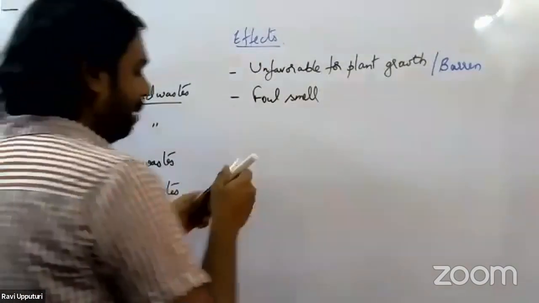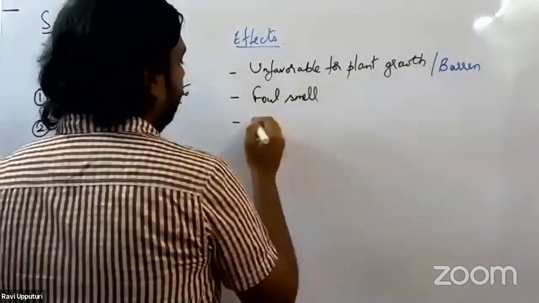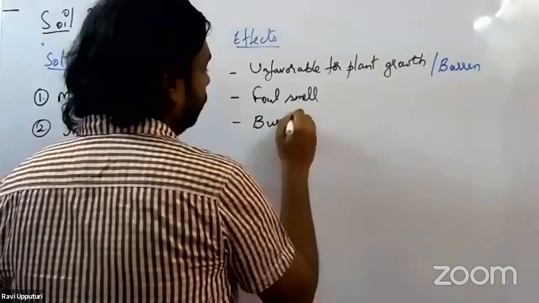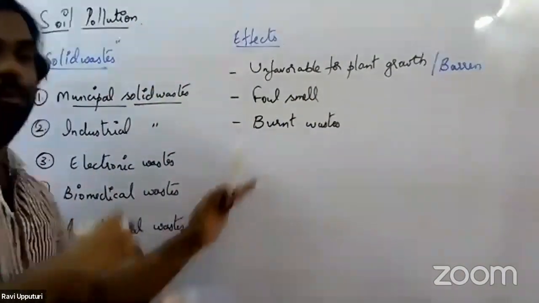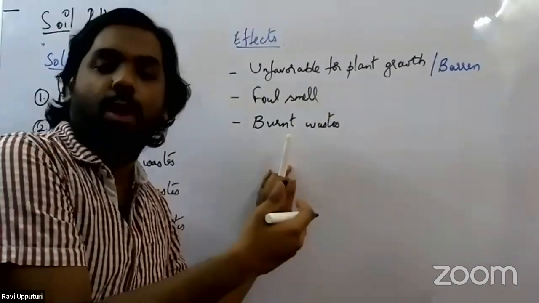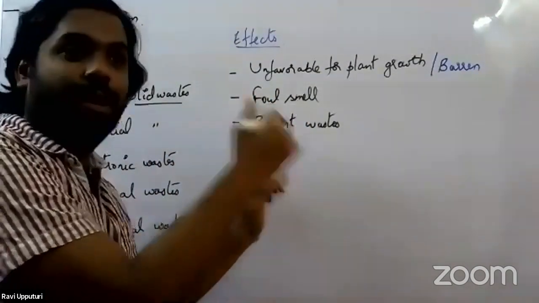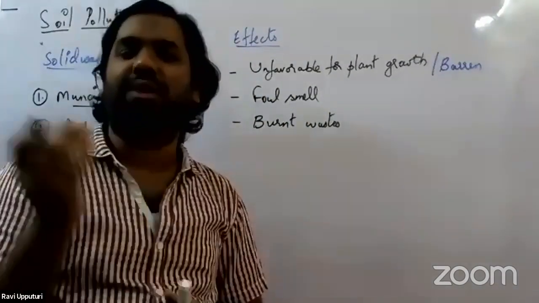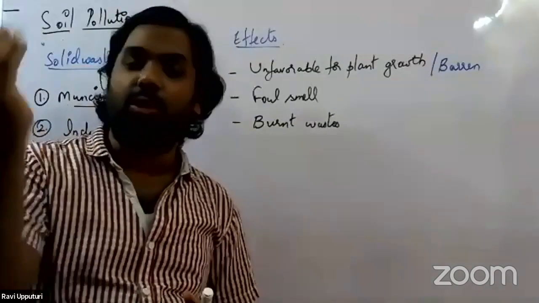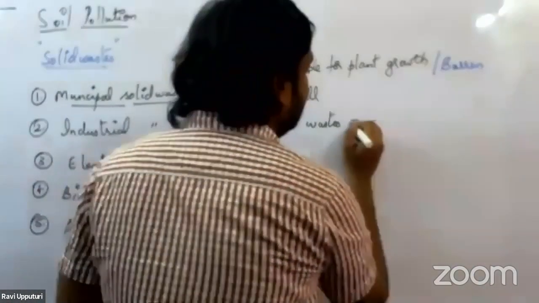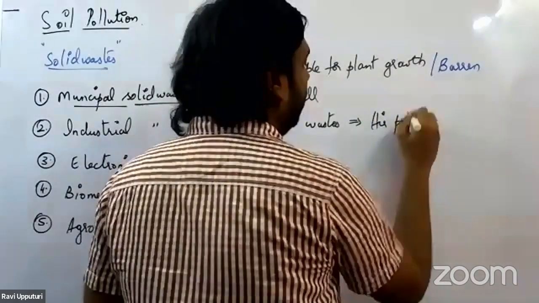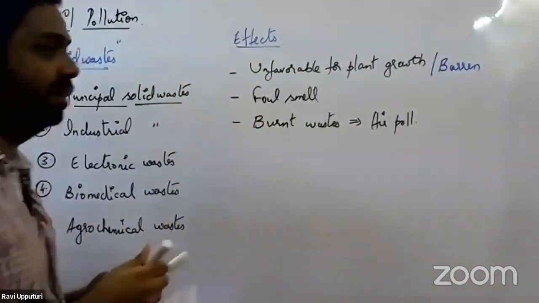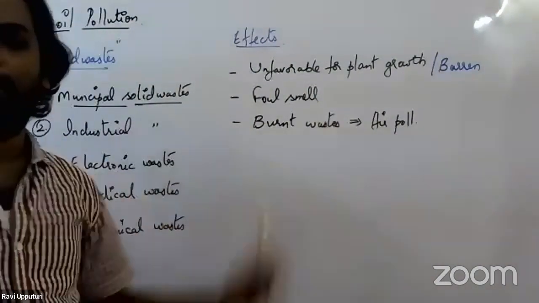The third effect is burnt wastes. Sometimes, as and when the wastes start increasing, people will start burning those wastes. As a result of this burnt waste, it would again start releasing a lot of chemical substances and gases into the atmosphere, and those gases would lead to some sort of air pollution.